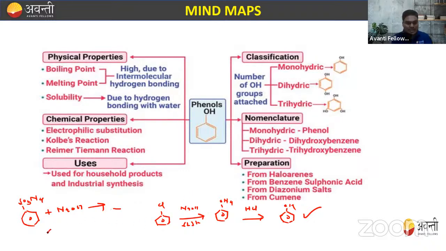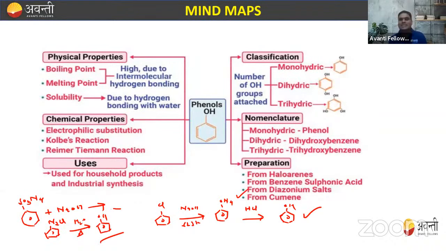So we know that from BDC as well, from BDC means what, beta? N2Cl. So when you treat N2Cl with warm water only, then also we get the phenol. So all these methods we already discussed in detail, right? And from cumene also we prepare phenol.